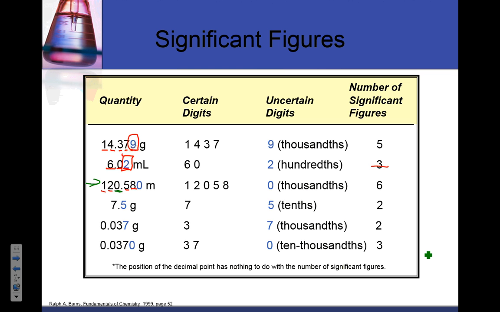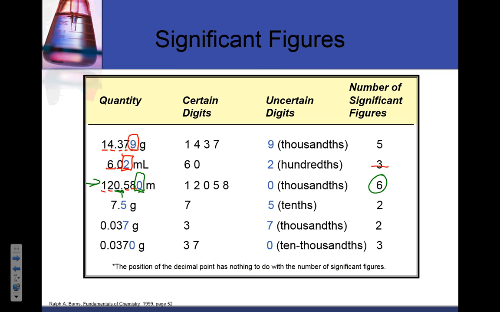And then last, we have a 0 at the end. Rule 4 says zeros at the end of a number count if there's a decimal. And sure enough, right there is a decimal. So that 0 also has to be significant. And we've got a total of 6 significant digits here. And our last significant digit would be that 0 at the end there.